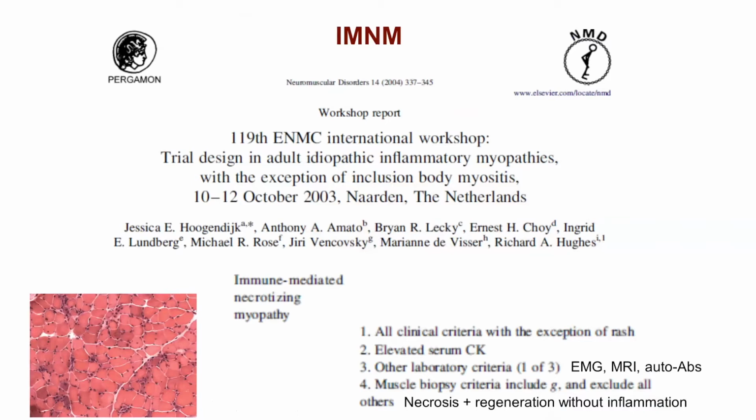We also have another subgroup, coming in the beginning of the 2000s: the immune-mediated necrotizing myopathies. This is very similar to polymyositis in the Bohan and Peter definition, but this time you don't have a lot of inflammatory infiltrates within the muscles, but mostly necrotizing fibers and regenerating fibers, as you can see here.